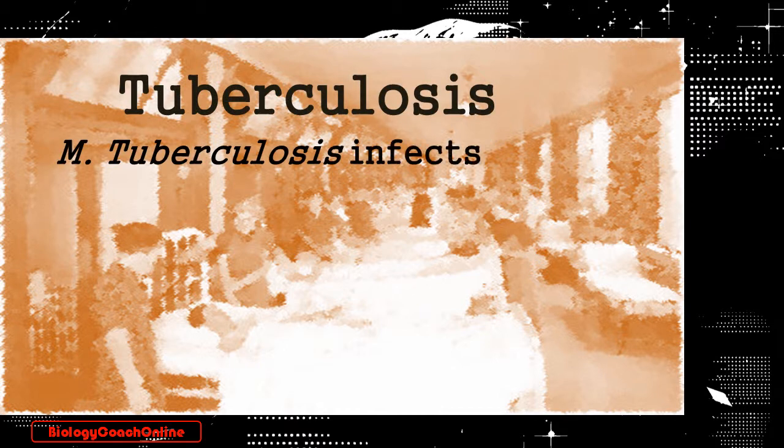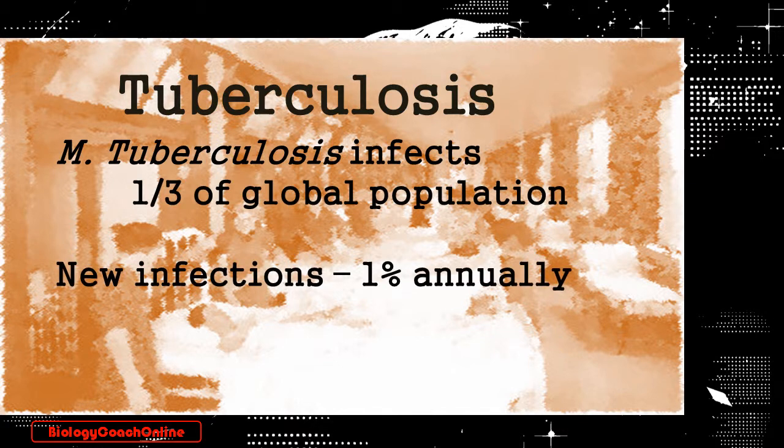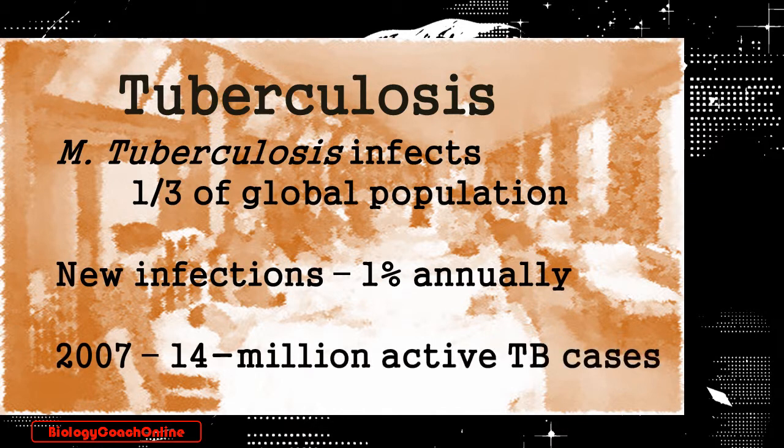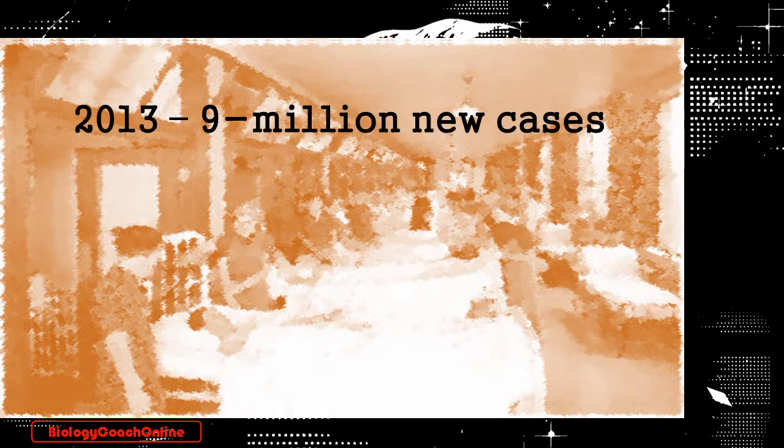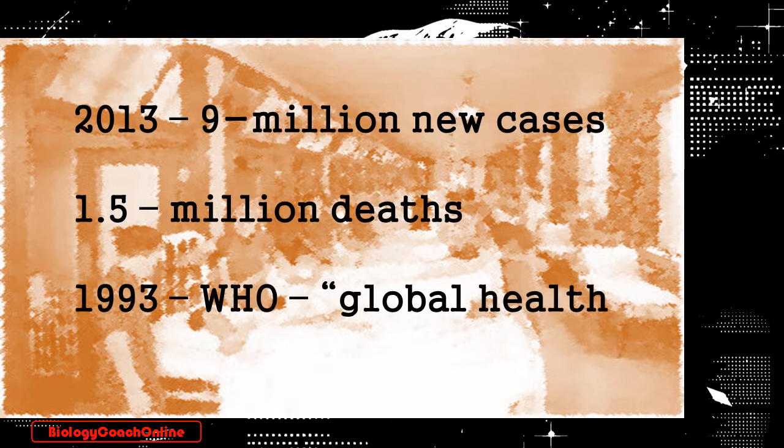New infections occur in about 1% of the global population per year. In 2007, nearly 14 million people suffered with active tuberculosis, and there were about 9 million new cases reported in 2013. As 50% of those infected with TB die, nearly 1.5 million TB-related deaths occurred the same year.